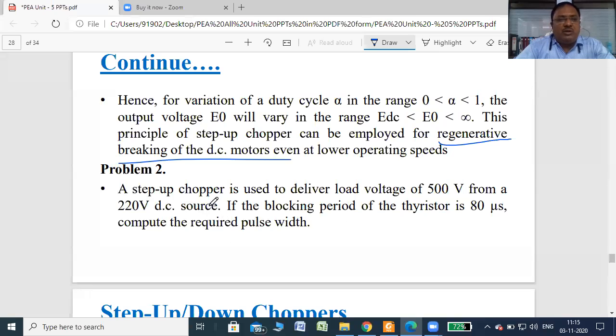Again, I have given one problem on this step up chopper. A step up chopper is used to deliver a load of 500 volt, so output voltage E0 is 500 volt, from a 220 volt DC source. So EDC is 220 volt. If the blocking period, that is the off period of a thyristor, is 80 microsecond, compute the required pulse width. It means you have to find out the Ton. So Toff is known, E0 is known, EDC is known. You have to just find out the Ton, right?